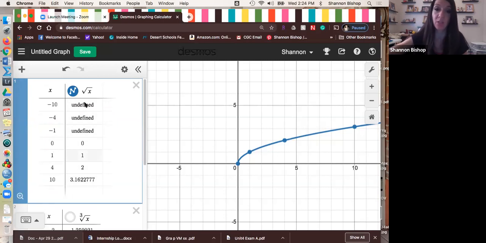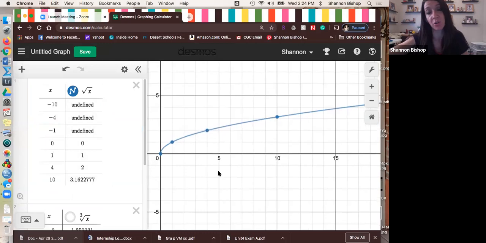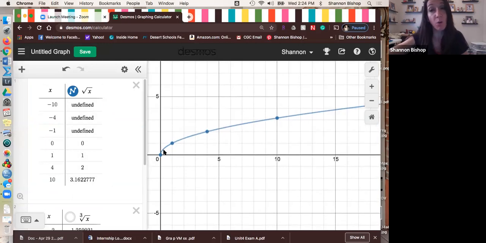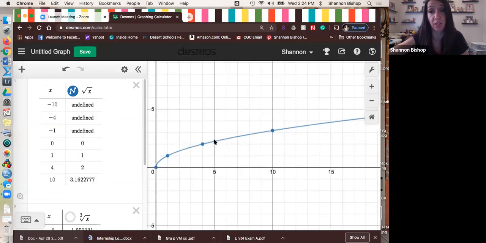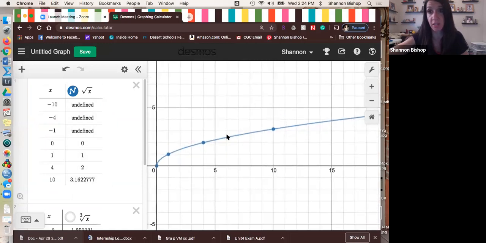Yes. And so you can see from the graph too, that this graph only occupies what we would call the first quadrant. The upper right-hand section of the graph paper, that's called the first quadrant. That's your all positives, positive x, positive y. And that is definitely where this graph lives.